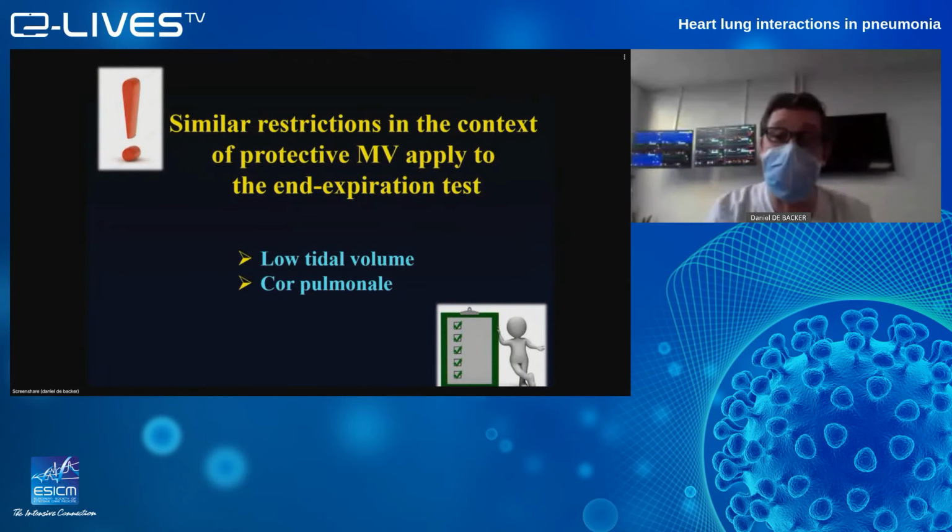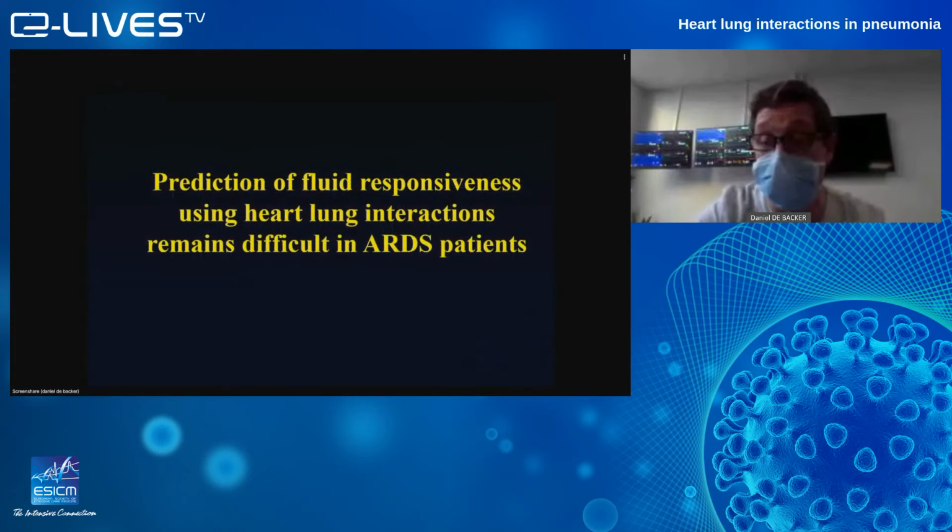But the similar restrictions of the context of protective mechanical ventilation apply to this test, because when the tidal volume is too low, the changes, even during the expiration occlusion, will be relatively minimal. And of course, acute cor pulmonale will also be revealed by the end-expiration occlusion. So unfortunately, we still need to do the echo before doing this kind of test, just to ensure that the patient is not on the acute cor pulmonale side.